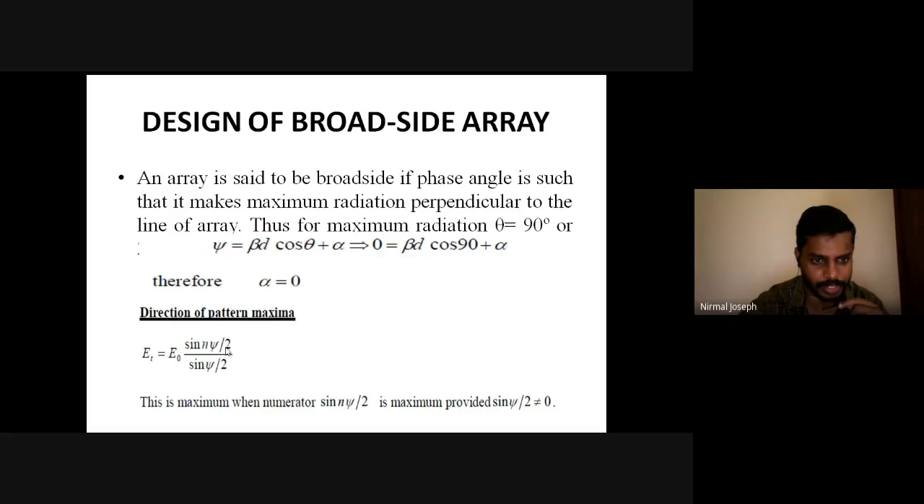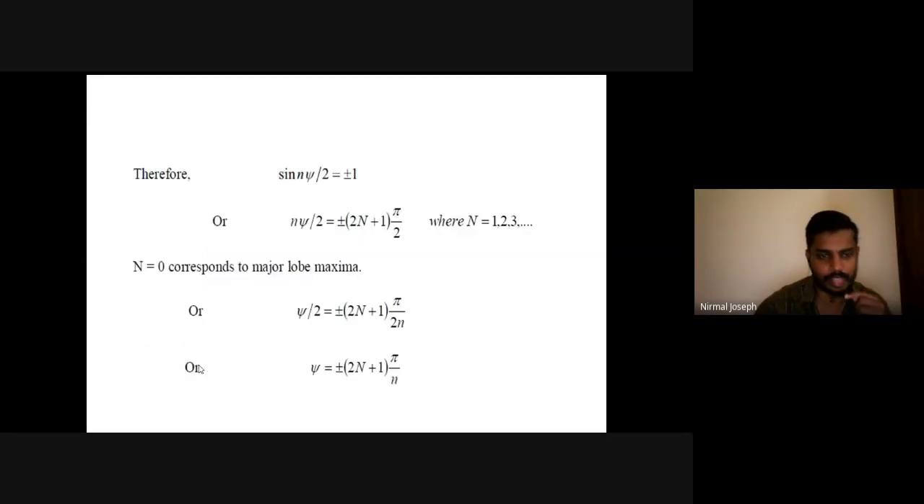Now we are going to find out the direction of pattern maximum. So the direction of pattern maximum means this should be maximum. This is maximum when the numerator sine n psi by 2 is maximum. And there is one more condition: sine psi by 2 should not be 0. If sine psi by 2 is 0, that is a point of singularity that we cannot handle. So what is the maximum value of sine? It is plus or minus 1, taking the modulus. So sine n psi by 2 is equal to plus or minus 1.